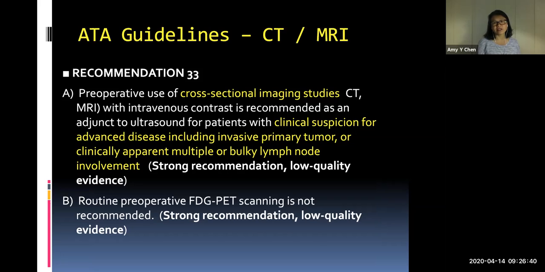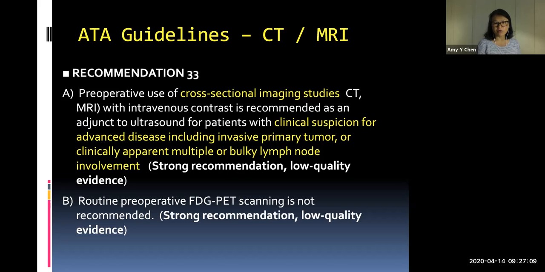When do you use cross-sectional imaging? Well, obviously, IV contrast can inhibit the role of RAI postoperatively. But in this day and age, most of the time, the intravenous contrast is of a type that is very rapidly cleared, and they tend to use a lower dose these days. So I don't hesitate to use CT with contrast, especially if I'm worried about advanced disease.